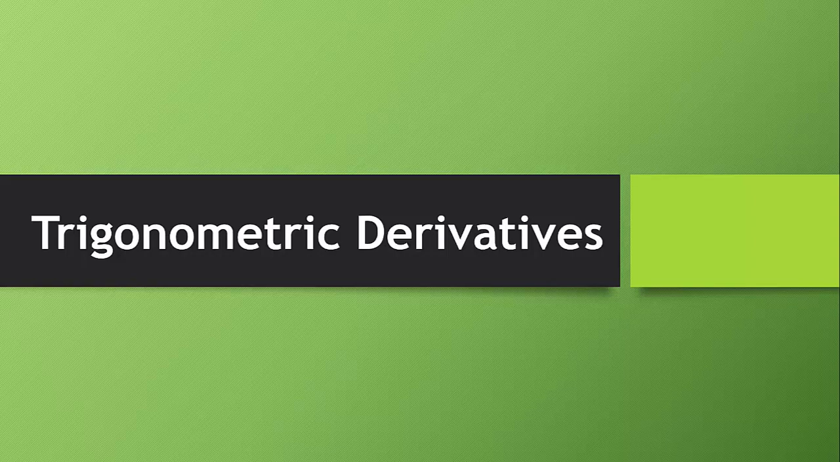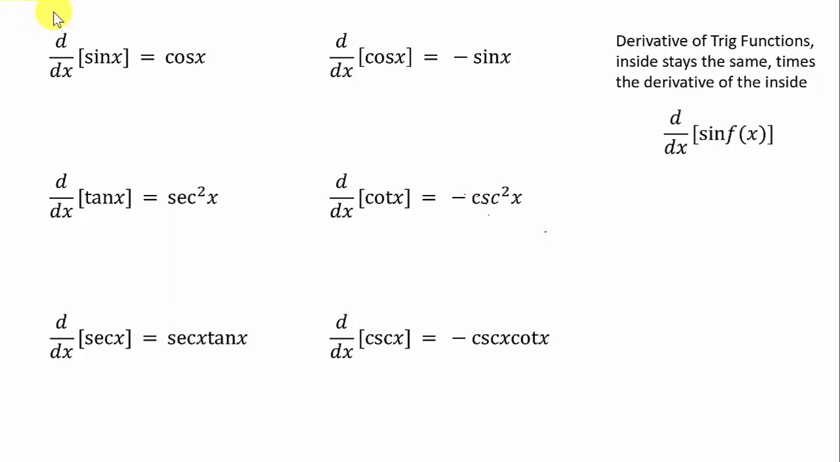In this video, we're going to talk about how to take derivatives involving trig. So you do have to know your basic derivatives. You have to have these basic ones memorized. So the derivative of sine x is cosine, and the derivative of cosine x is negative sine.